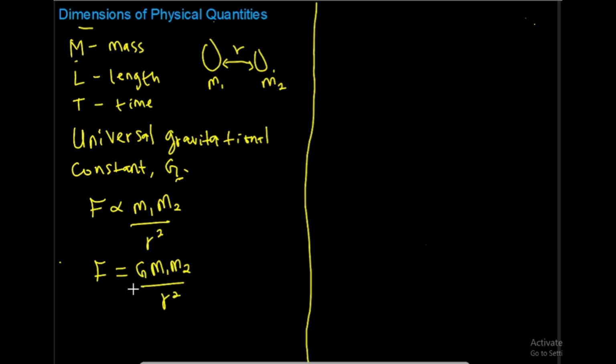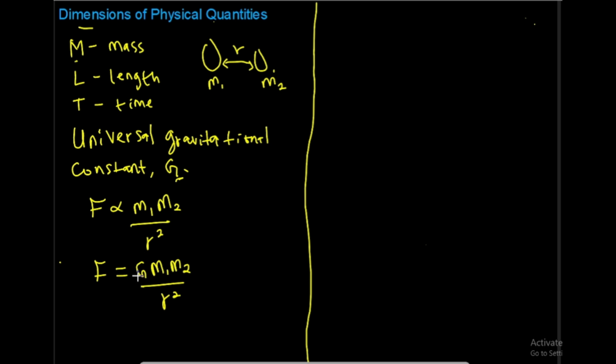Now, how do we get the dimension for G? If you recall, in all the previous dimensions we've solved, for velocity we had velocity equals a formula, for acceleration we had acceleration equals a formula, for force we had force equals a formula, and for momentum we said momentum equals mass times velocity. We brought out the formula first. So we need to bring out the formula.